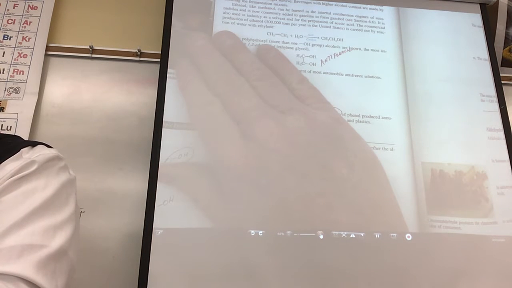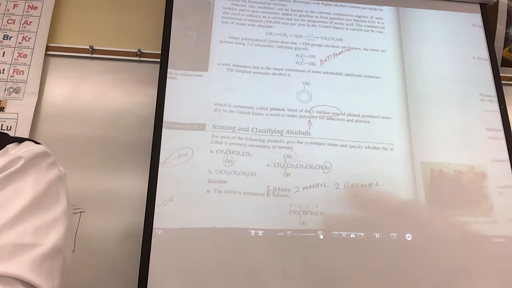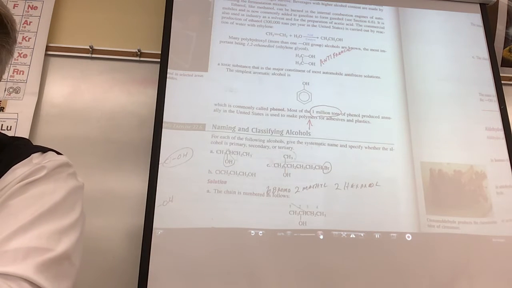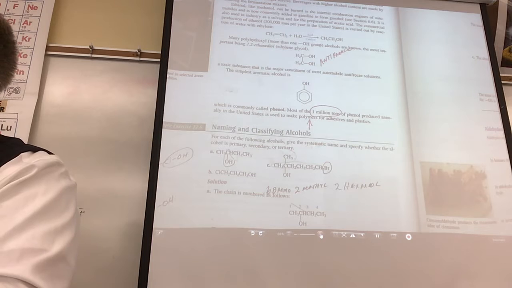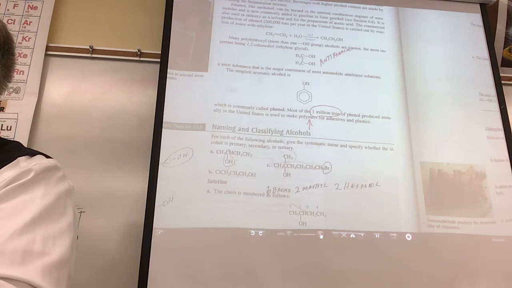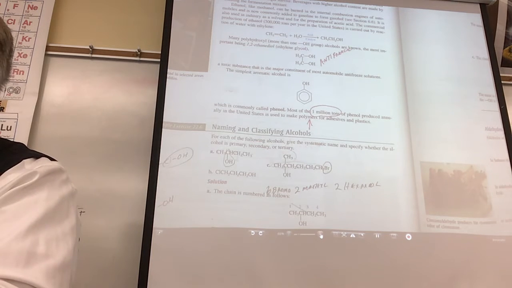CH2 double bond CH2. Ethene, also known as ethylene, right? And so you have that, and it says here, with the right catalyst and water, you can make ethyl alcohol. And so you could have a whole industry that was just based on that.